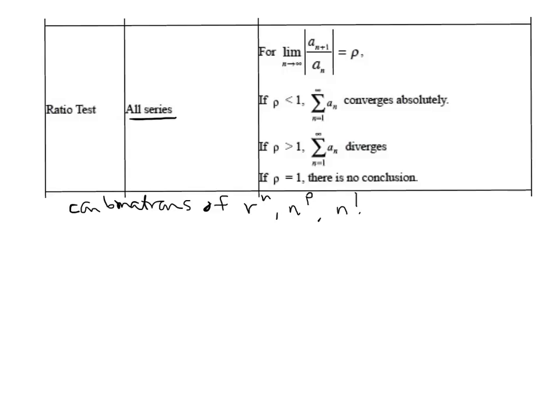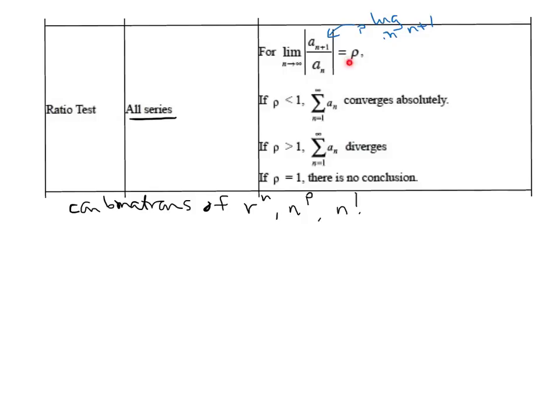And what you do is you take a sub n plus 1. So this means that you are going to plug in n plus 1 into your sequence in the sum. Then divide that by when you have just n. Take a limit of that and get a value.